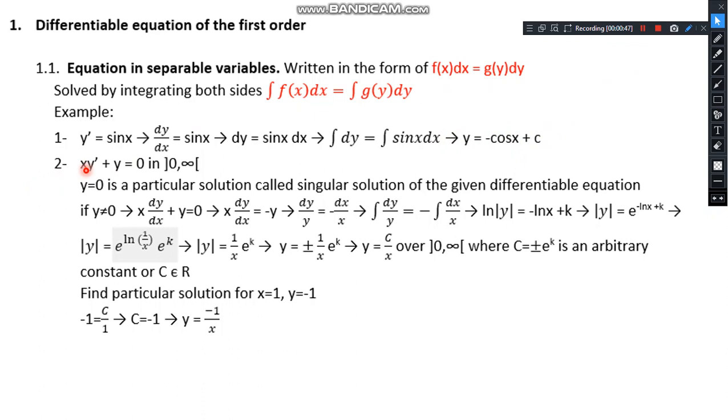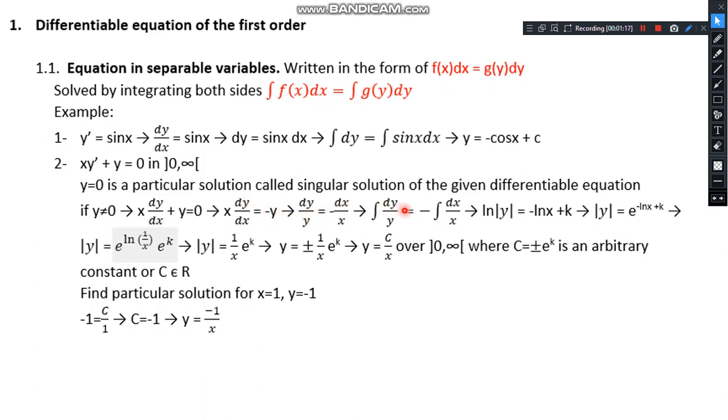Another example here. First of all, if you look at this one, you can say that y equal to 0 is a particular solution. Why? Because if you put y equal 0, this is a particular solution, or singular solution. If y is not 0, y prime is dy over dx equals minus y over x. You take y to the other side, here you have dx over x, and here you have dy over y, with the minus.